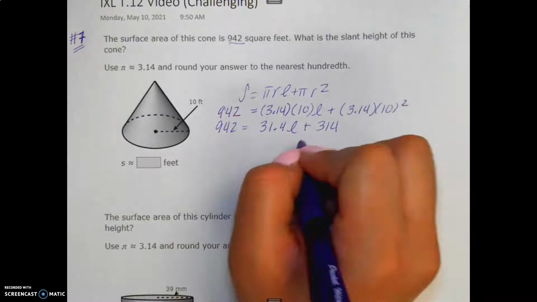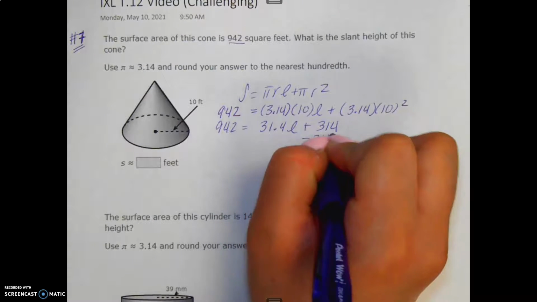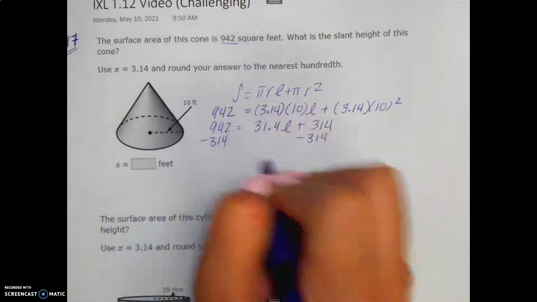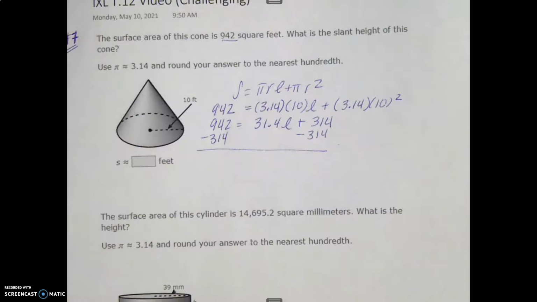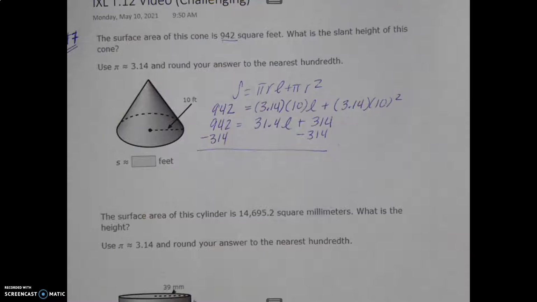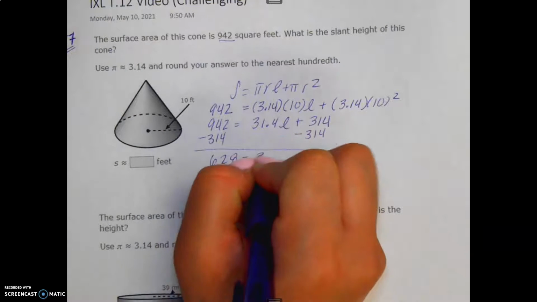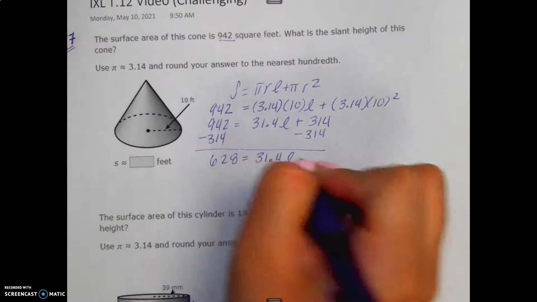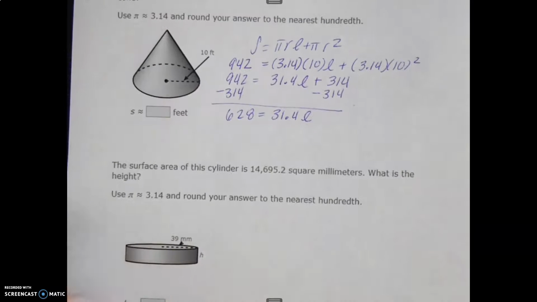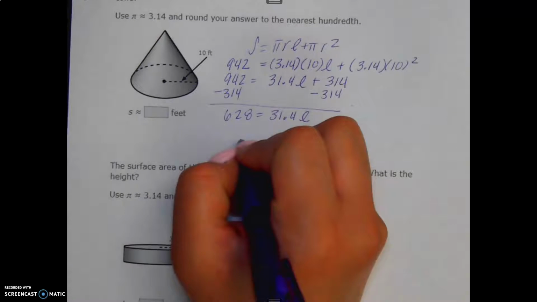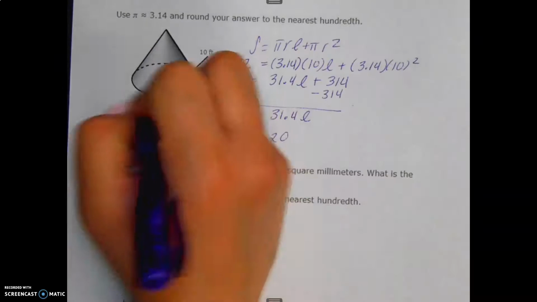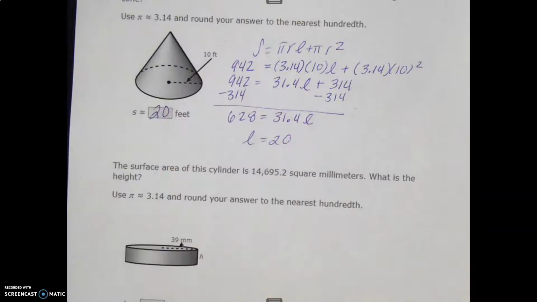All right, next thing I'm going to do is move this 314 over. So I have to do 942 minus 314, and that gives me 628 equals 31.4 L. Last step is I will divide both sides by 31.4, and it gives me the slant height is 20. So my slant height is 20 feet.